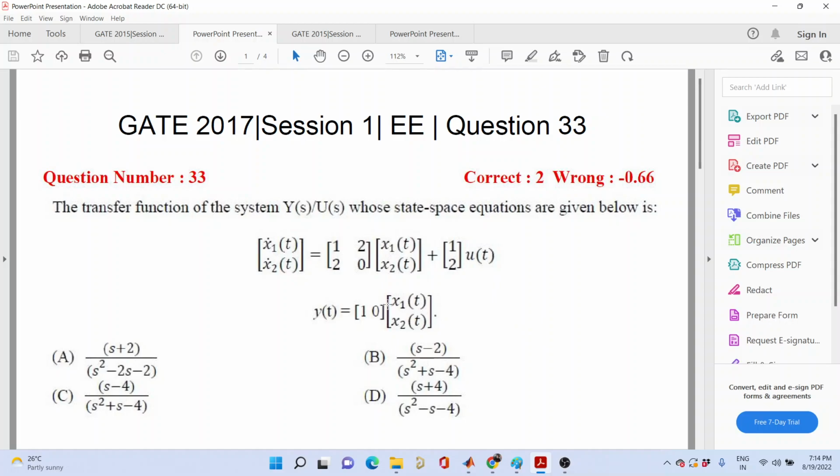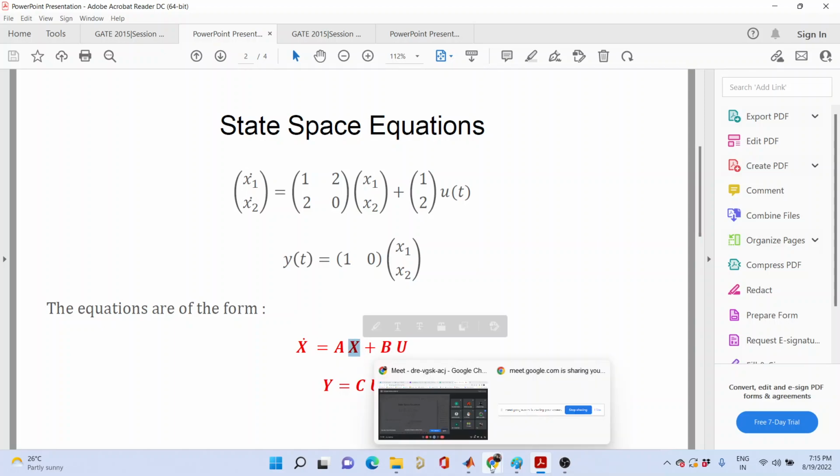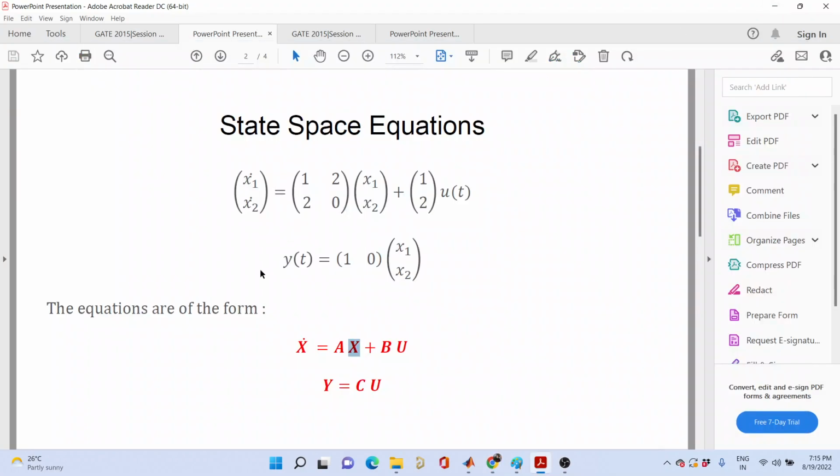Now let's get to this question. So how do you find the transfer function? These are the state equations, and what we know is that in case of state space equations, they are written in the form x dot equal to Ax plus Bu. This x is the state matrix: x1 dot, x2 dot, and x is x1 and x2. And this is the input. So the equations are in this form.